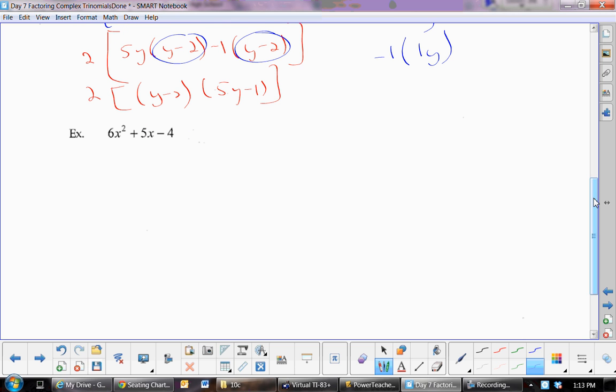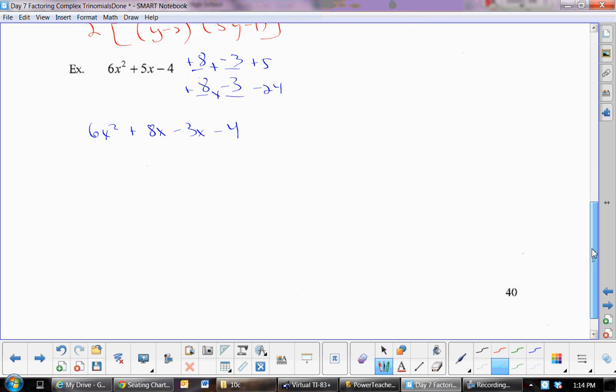Okay, so this we're doing what plus what equals positive 5, and what times what is negative 24. The signs would be positive and a negative. Positive 8 and negative 3. Well, yeah, if you mix them up though. So now I'm going to go 6x squared plus 8x minus 3x minus 4.